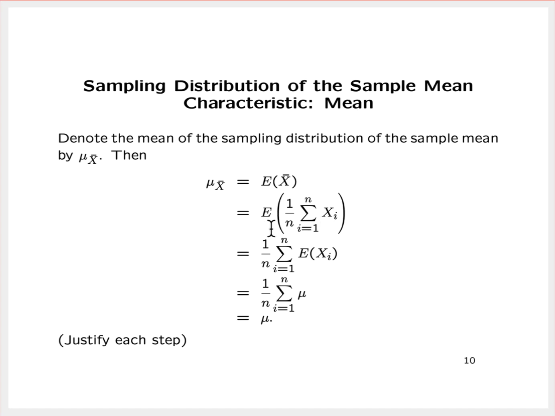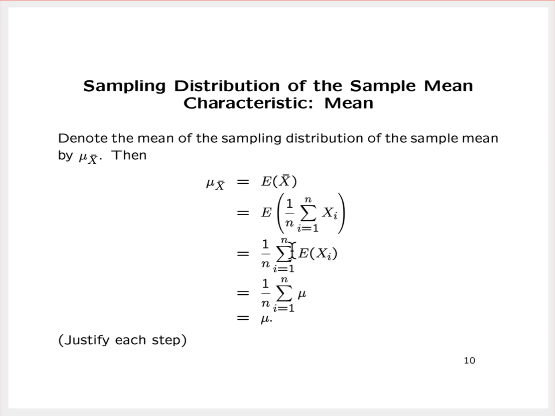And because of the linearity property of the expectation operator, the expectation of a sum would be the sum of the expectations. I've combined two steps there, but that's how we get there. We're just using the linearity property of the expectation operator. And so the mean of the sampling distribution of x bar, so far, is equal to 1 over n times the sum, i going from 1 to n, of the expected values of each of the random variables.